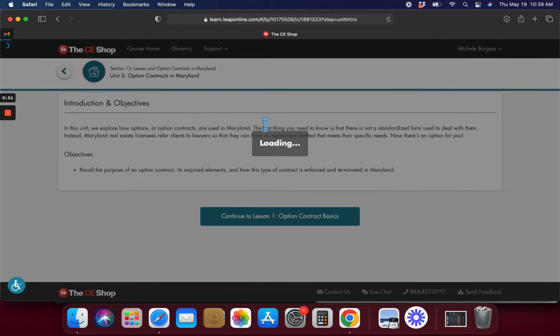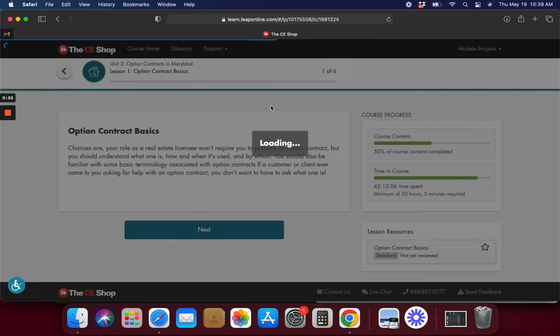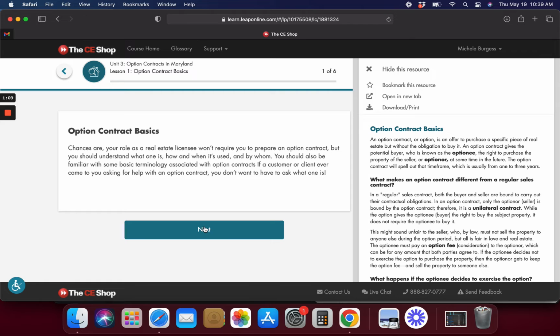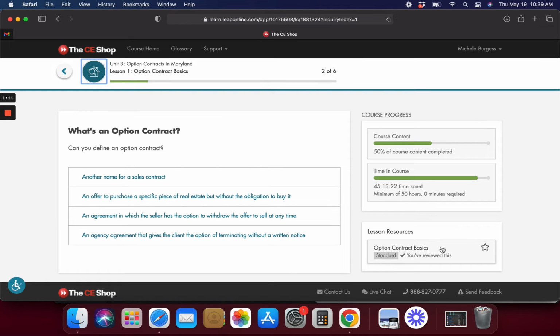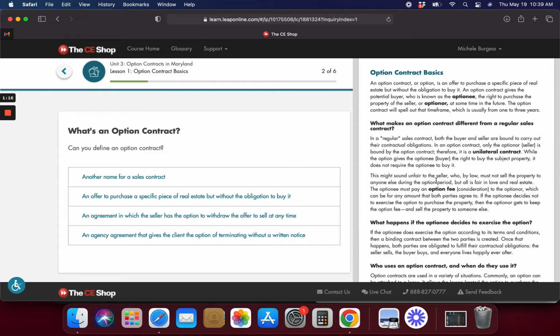All right, option contracts. Chances are you won't be required to prepare an option contract. You should be familiar with the terminology, but you'll probably never have to use it. Let's look at this a second. It's an offer to purchase a specific piece of real estate, but without the obligation to buy it.